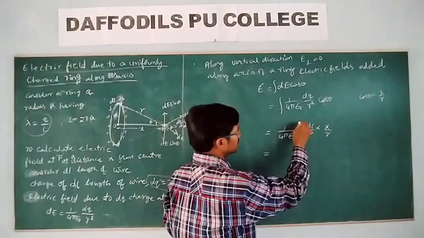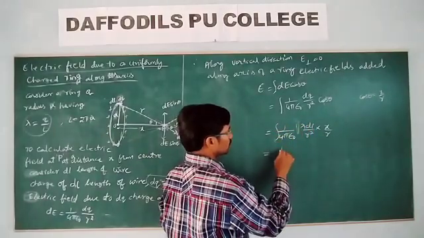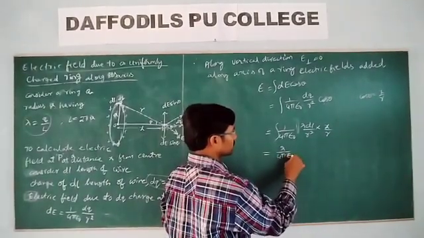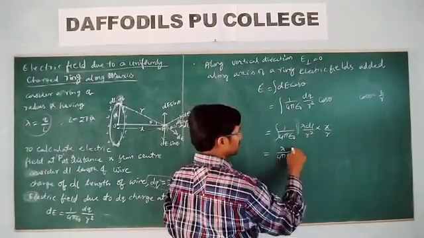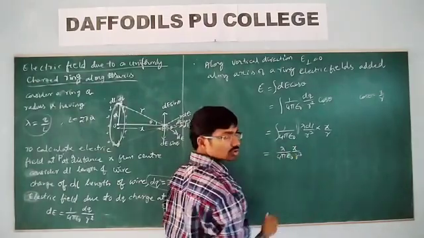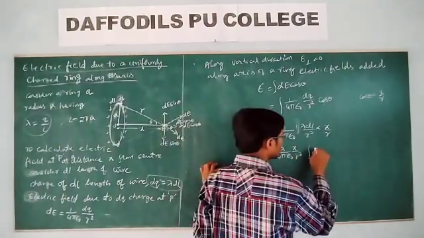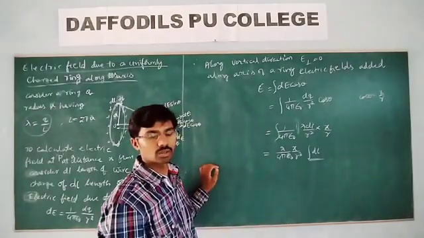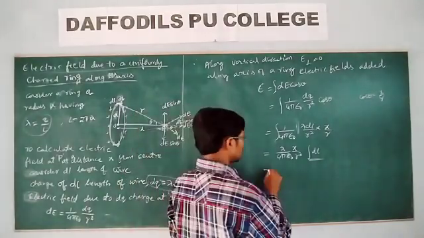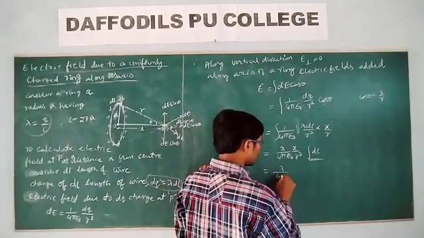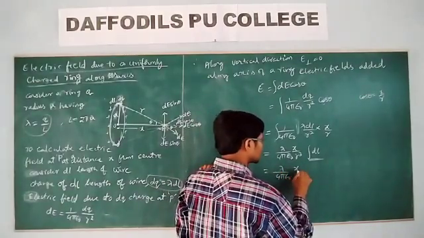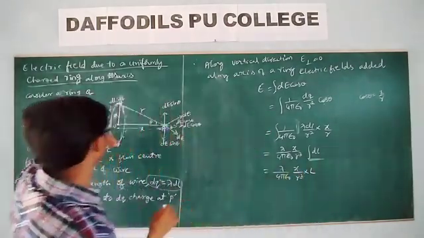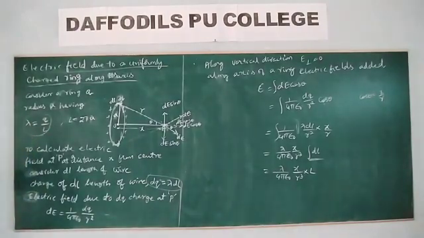That is equal to the integral. Now lambda by 4 pi epsilon naught is constant, and x by r cube is also constant. The integral of dl is nothing but the total length of the ring. So that is equal to lambda by 4 pi epsilon naught into x by r cube into L, the total length of the ring, which is nothing but 2 pi a.